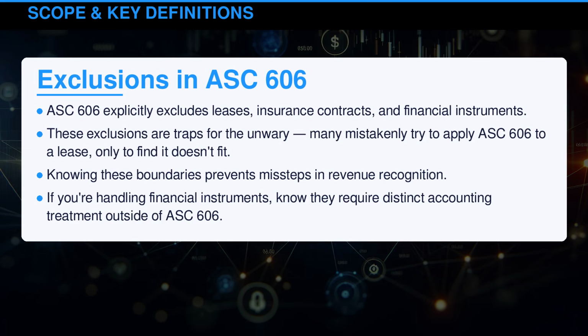ASC 606 explicitly excludes leases, insurance contracts, and financial instruments. These exclusions are traps for the unwary. Many mistakenly try to apply ASC 606 to a lease, only to find it doesn't fit. Knowing these boundaries prevents missteps in revenue recognition. If you're handling financial instruments, know they require distinct accounting treatment outside of ASC 606.